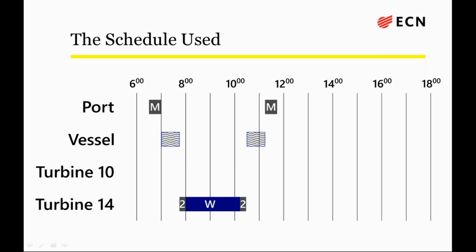Well, in the morning, between 6:30 and 7, the 2 technicians get on board the vessel at the port. Then the vessel travels to the turbine. The 2 technicians transfer onto that turbine, turbine 14, and complete the work. And then they transfer off, travel back to port, and unload or demobilize. So they're home in time for lunchtime. So the question is, can we do any better than that?